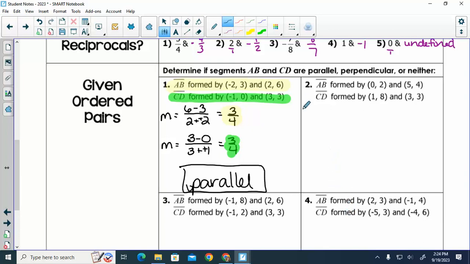Do another one together. If I look at this first one, slope is y2 minus y1 over x2 minus x1. 4 minus 2 is 2. 5 minus 0 is 5. So we get 2 over 5.